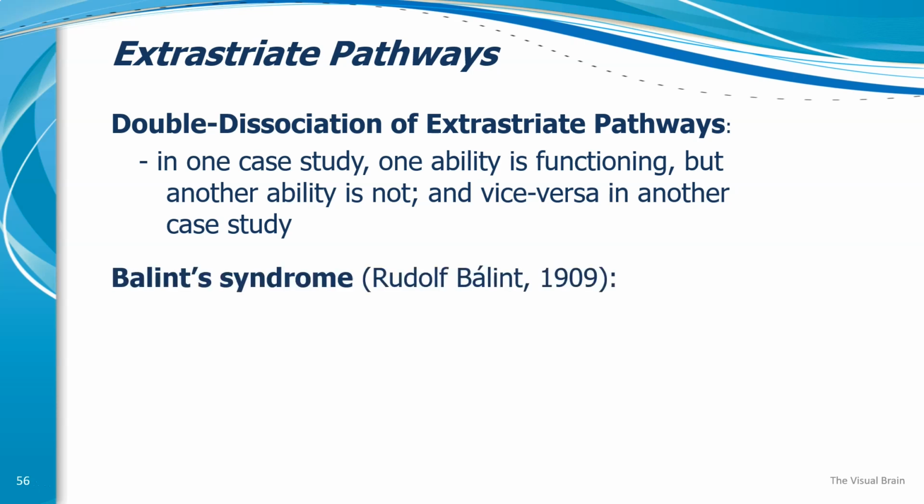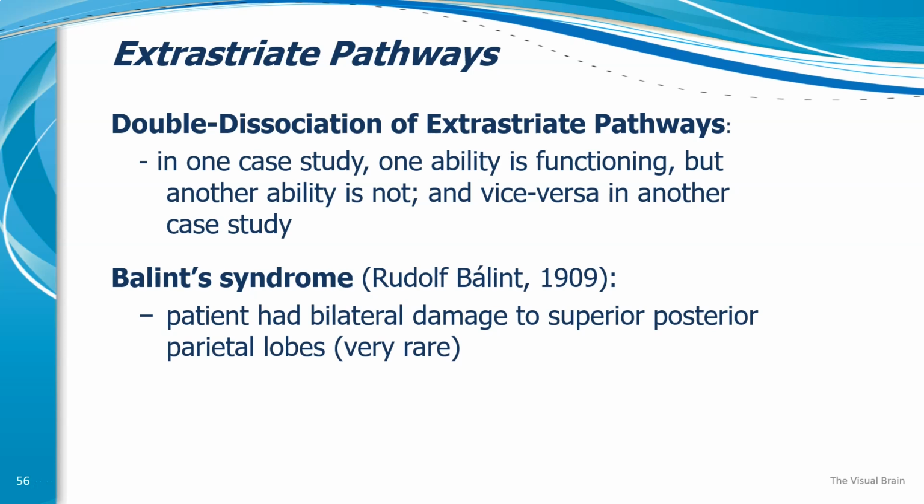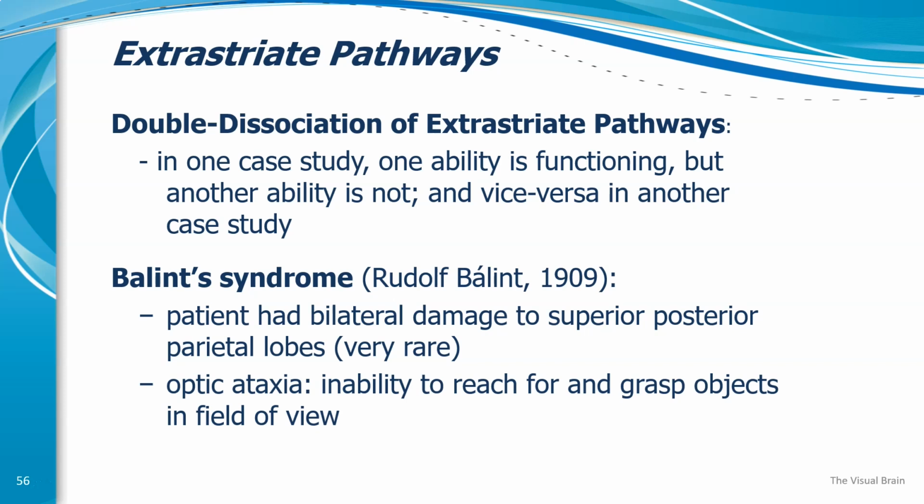Let me go to another kind of agnosia called Balint syndrome, named after its discoverer, Rudolf Balint, in 1909. The patient that he reported on had bilateral damage to the superior posterior parietal lobes. This kind of brain damage does not happen every day. It is incredibly rare. And this person had a number of problems, including optic ataxia, which means if there was an object that is reachable and in their field of view, they wouldn't be able to grasp it. They're fumbling around until their hand accidentally hits it.